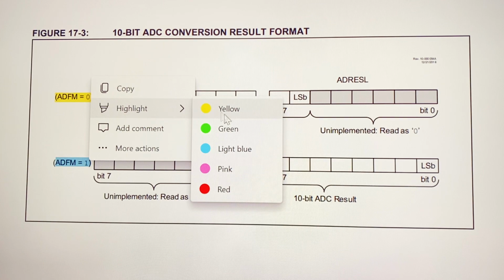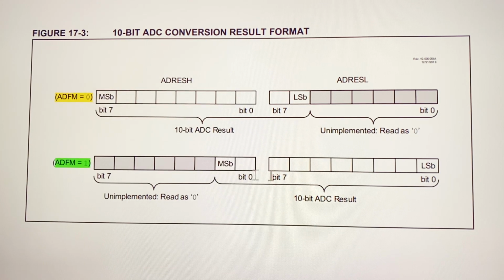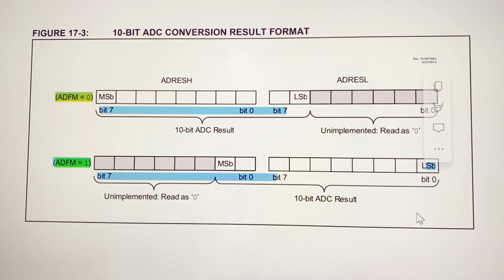The most common way we operate is using ADFM equal to 1. In this mode we have the least significant bit here and the most significant bit here when we are using 10 bits. But if we are using 8 bits, the LSB will be here and the MSB will be there in bit 7. So this will be our more common mode of operation. So don't forget that ADFM must be equal to 1. That's the analog to digital format.